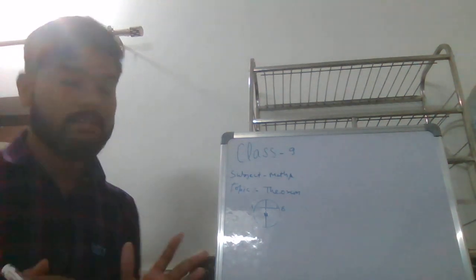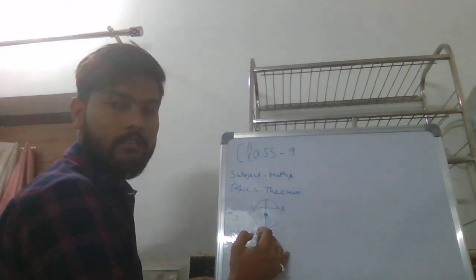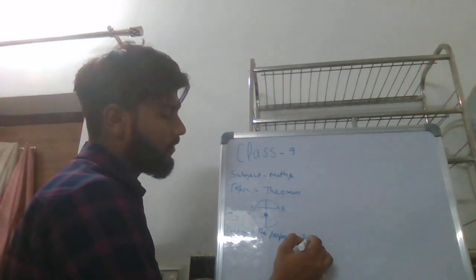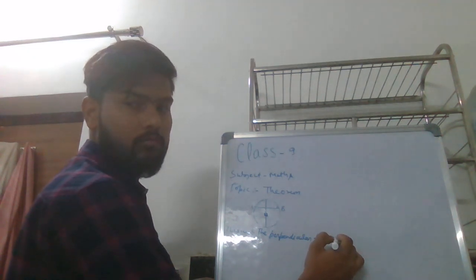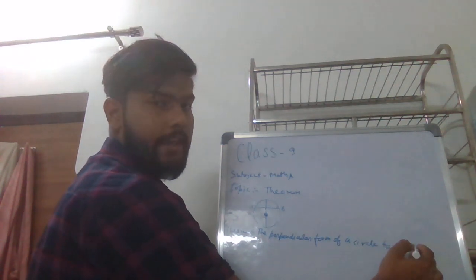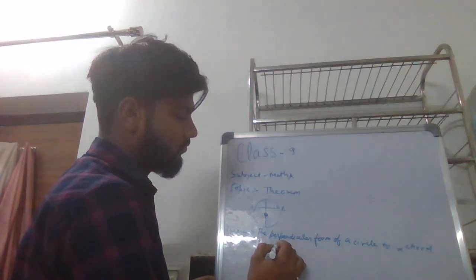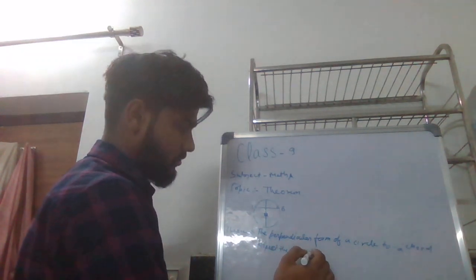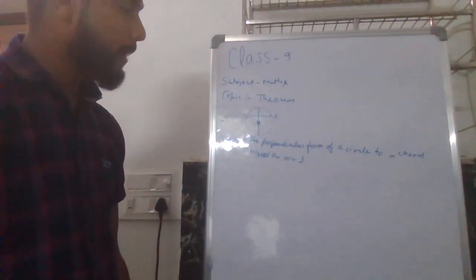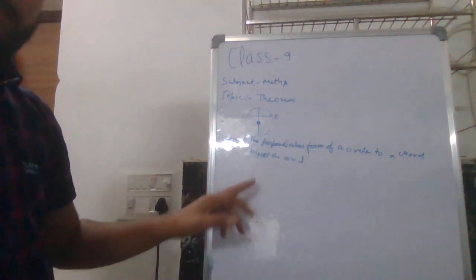So here I will write the theorem: the perpendicular from the center of a circle to a chord bisects the chord. Here you can see the theorem is given: the perpendicular from the center of a circle to a chord bisects the chord.